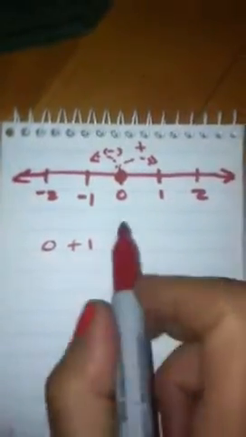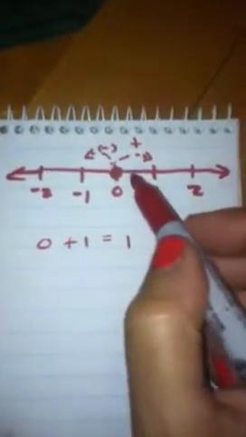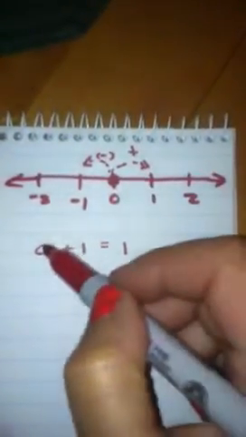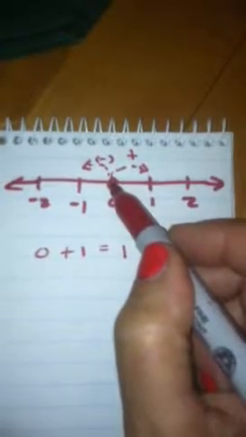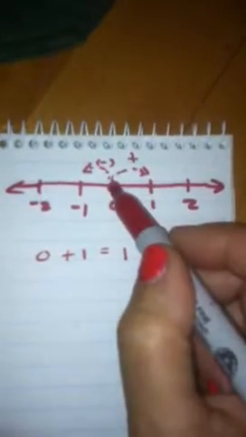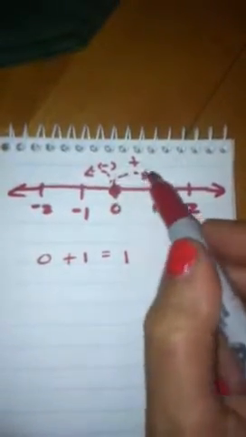Let's say we have 0 plus 1. Well, you know the answer to that. It's nothing plus 1. Well, it's 1. Let's look at this on the number line and see if we can figure it out. 0 is the place you're starting. Plus is the direction you're going to go. You're going to go this way, to the right.